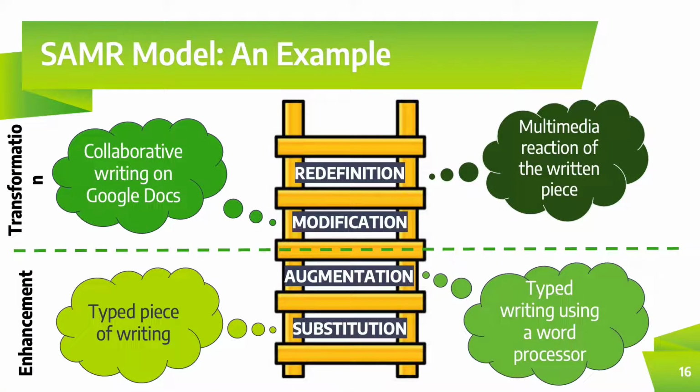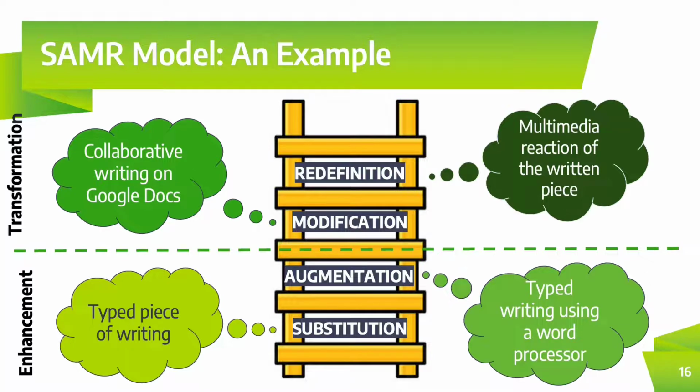Take the example of a paper and pencil storytelling or creative writing task. Now let's see how the task can be integrated with technology along the four levels of the SAMR model. At the lowest level, that is substitution, you type the written text instead of handwriting it. This creates a digital copy of the same piece of writing, but nothing beyond substituting a handwritten text with a typed text. Now, if your word processor has spelling and grammar check functions, then you have gone one step further by augmenting the writing task with technology.